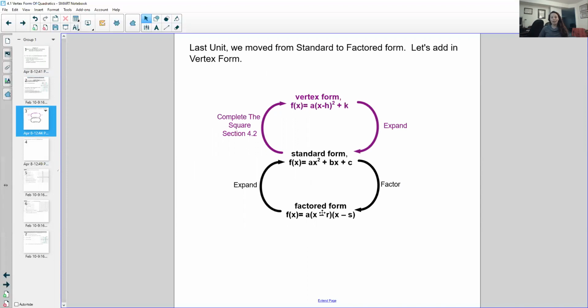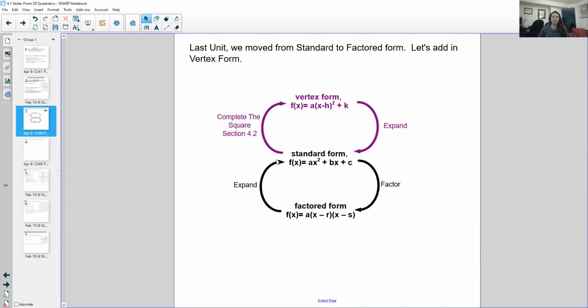Now, we liked our factored form because we could get our x-intercepts from there by looking at the values here and here. If we had factored form and we needed to get back to standard form, we would expand and simplify, use FOIL or a distributive property to get up to here. This unit, specifically today, we're going to be looking at our vertex form. And in order to get from vertex form all the way to standard form, we can take this, expand and simplify and get to our standard form.